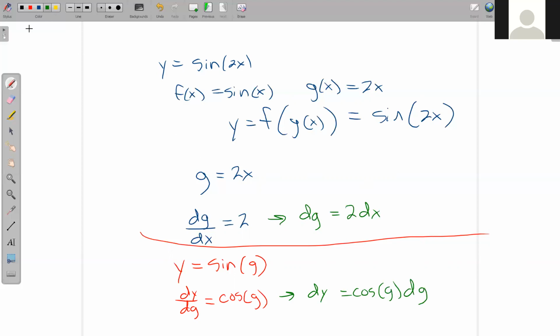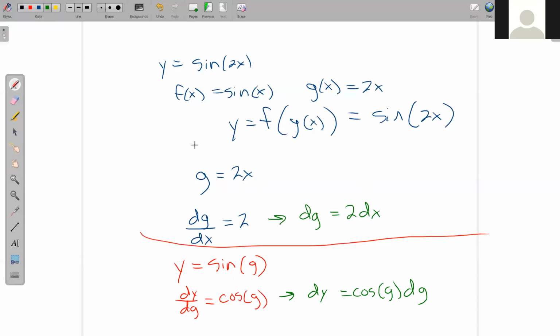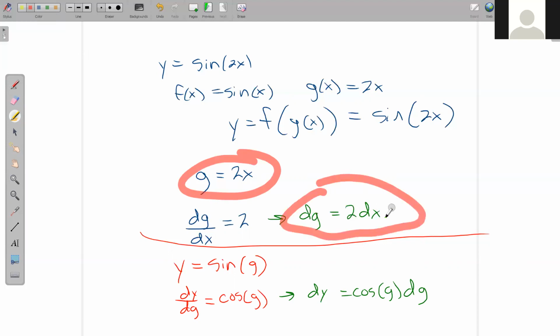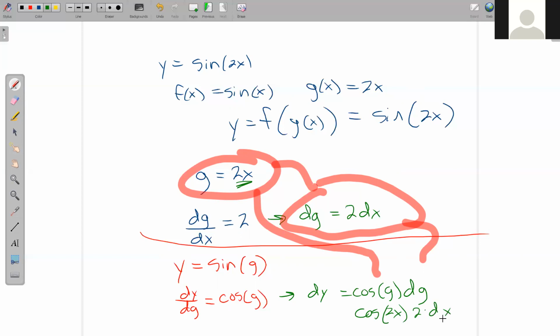But up here, we know that g could be written as 2x. And if that's true, then dg is 2 dx. So now I'm going to just put this information in here. So that goes there, this goes there. So what do we get when we use this differential form? We get the cosine of g. G is really 2x. And then dg is really 2 dx.